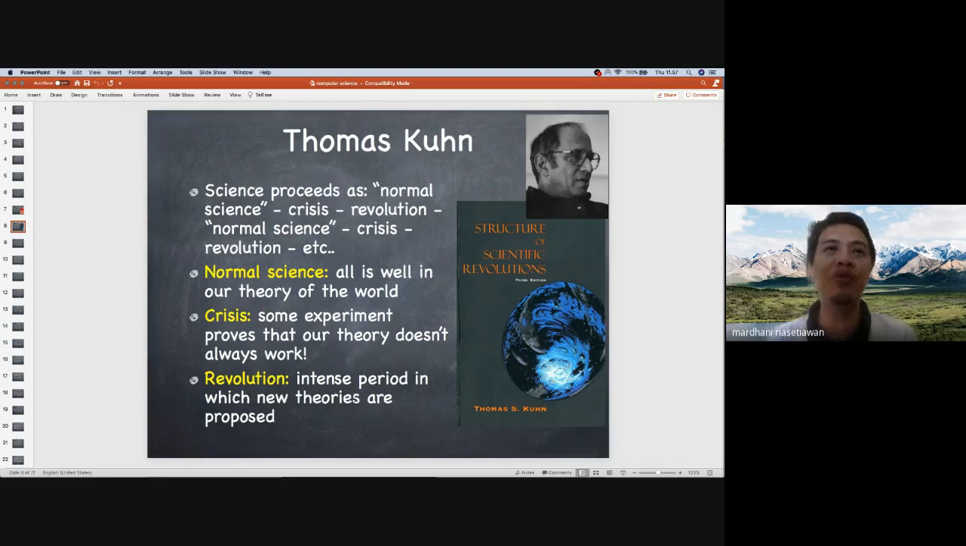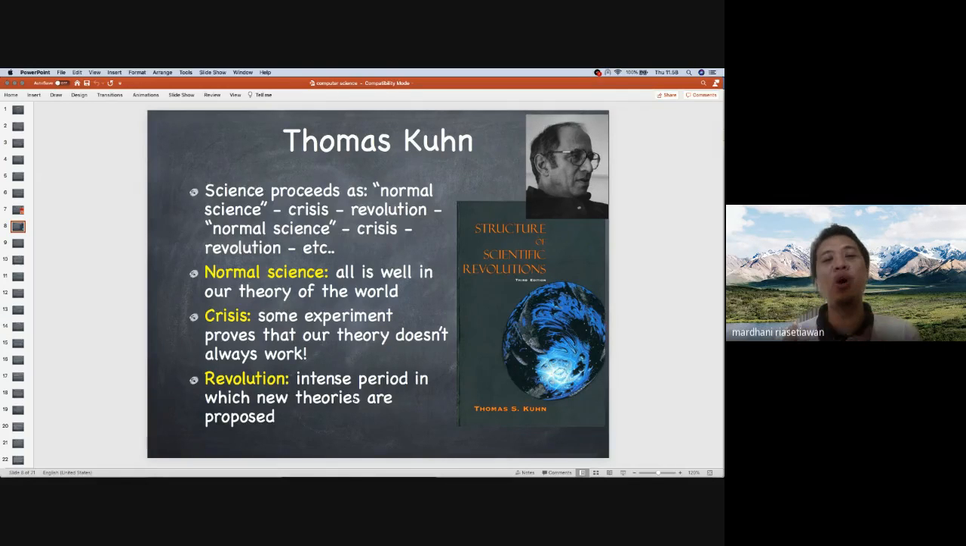But if we go to the crisis, some experiment proves that our theory doesn't always work. It means we go through a new discovery, and then we have the opportunity to do the revolution. An intense period in which new theories are proposed. So we actually need this crisis. We need the crisis all the time.